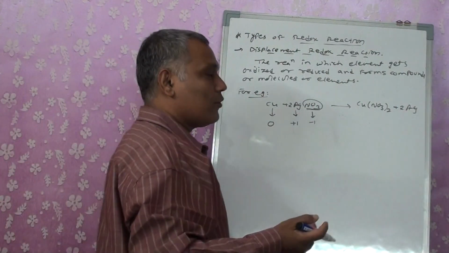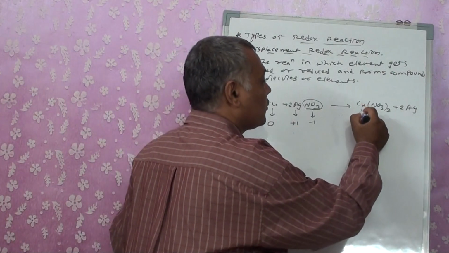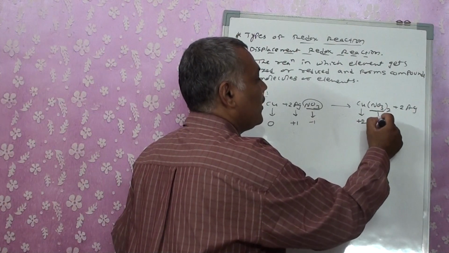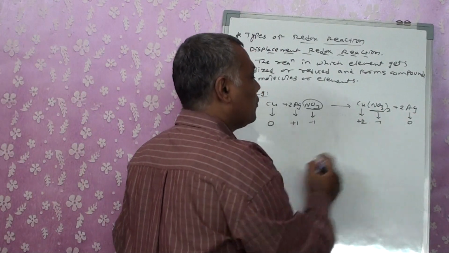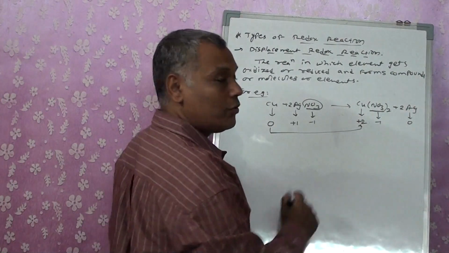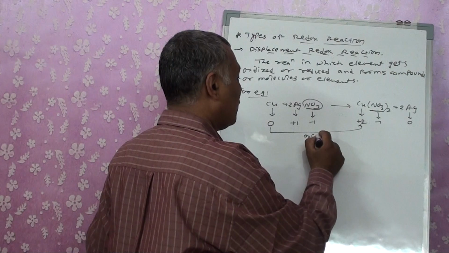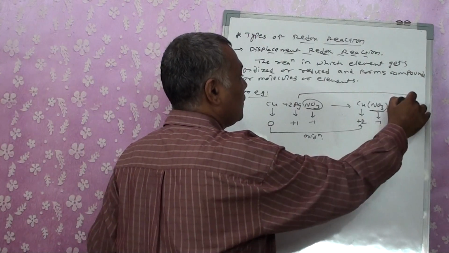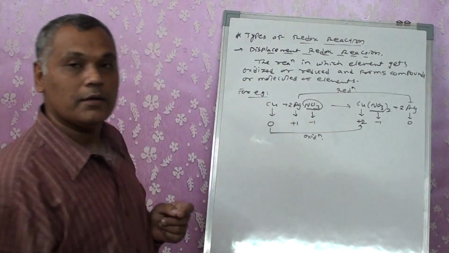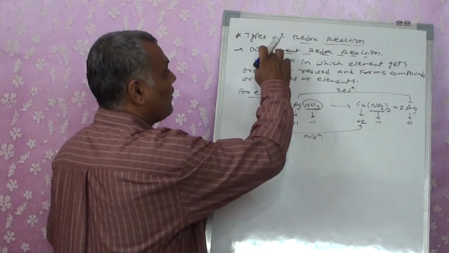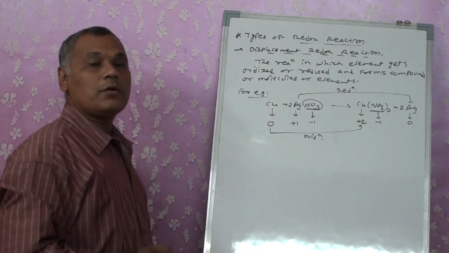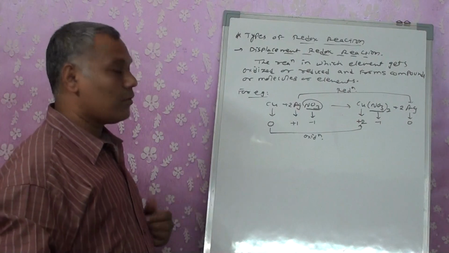So Ag is +1, and I'm writing the complete NO3 as -1, because that NO3 is not going to change its oxidation state. This is going to give me +2, this is going to remain as -1, and this is 0. So Cu oxidized and got converted into a compound. It's an oxidation. It's a reduction. Right? Why did we write displacement? NO3 is displaced from Ag to Cu.